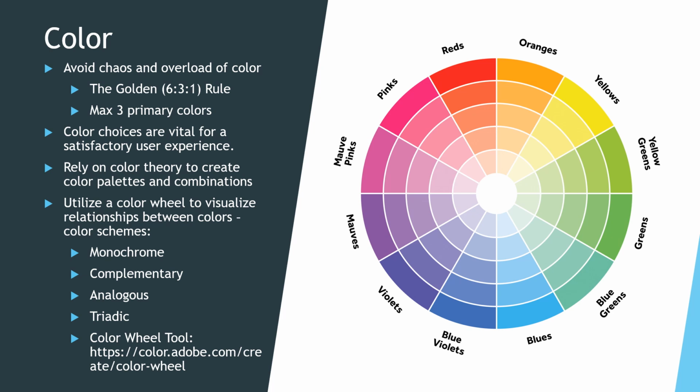Another one is to draw an equilateral, I'm sorry, triangle on the color wheel, and then that would be your color scheme. So, maybe these three colors here, these three here. So this blue, green, this orange, and this mauve. So again, rely on color theory. That's what we're saying here. Rely on color theory to create your color palettes and your combinations, and then utilize the color wheel to visualize the relationships between the colors and your color schemes. Again, here's a website, but I'll provide some additional information as it relates to color.